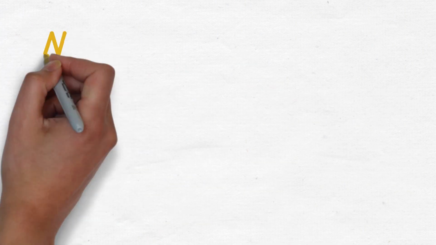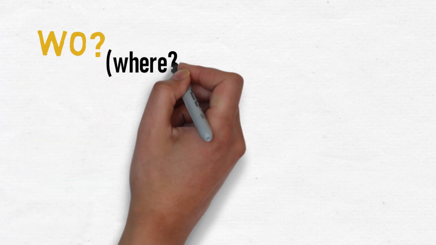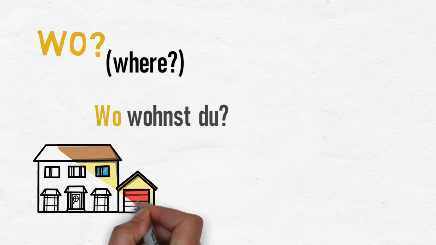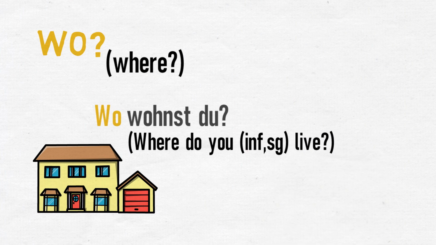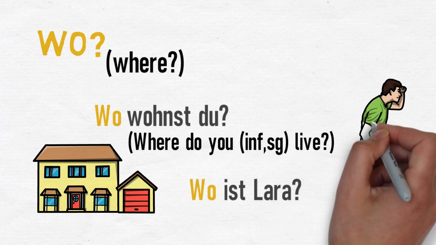The second is wo, meaning where. Wo wohnst du? Where do you live? Wo ist Lara? Where's Lara?